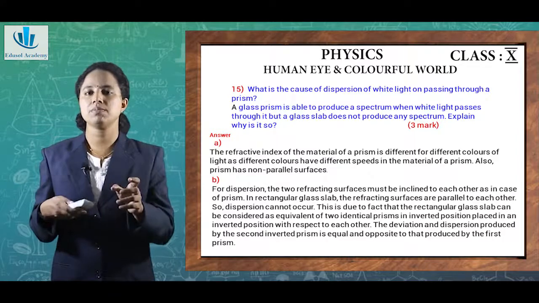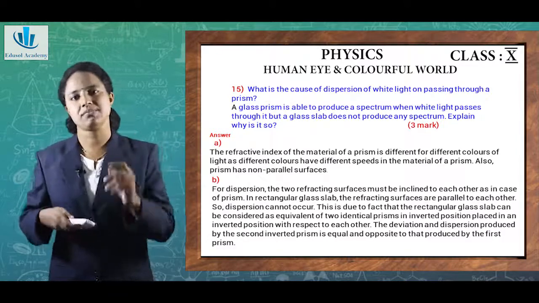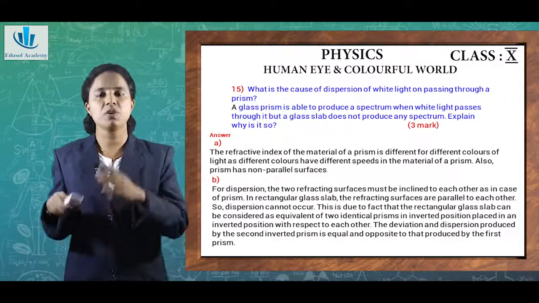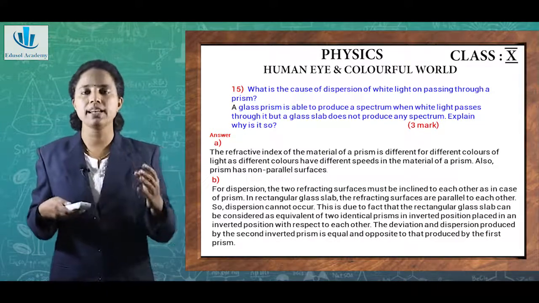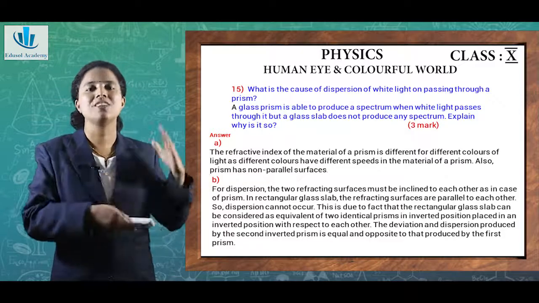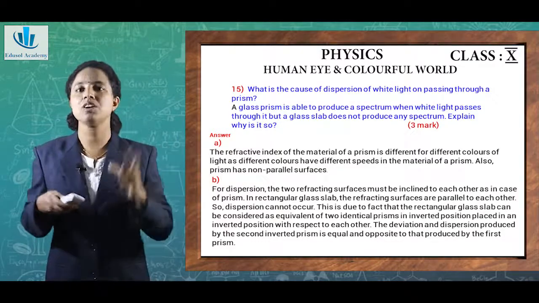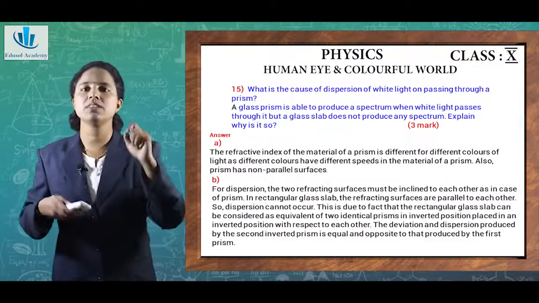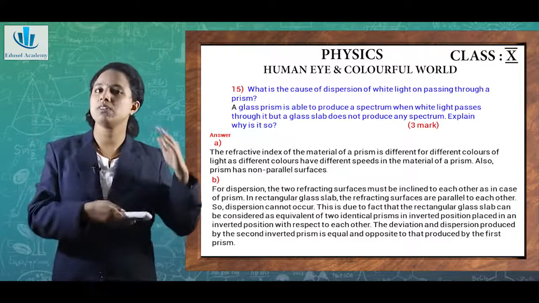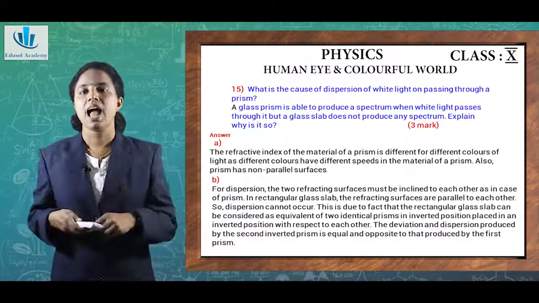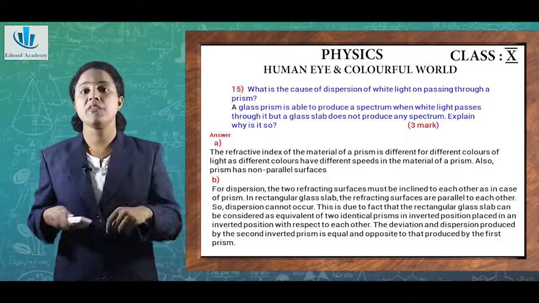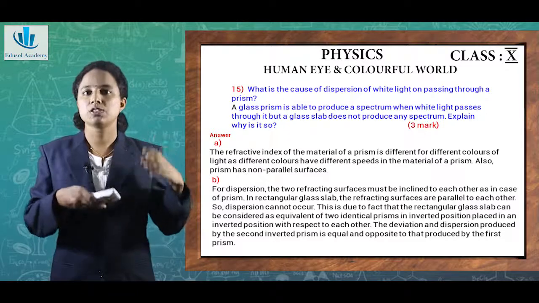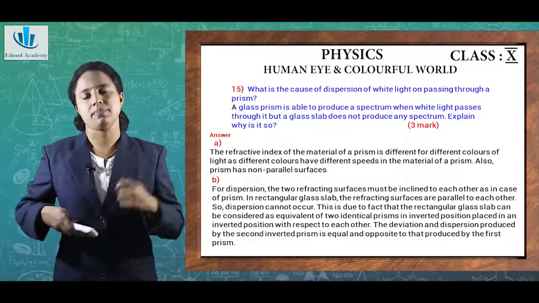We know that a prism has non-parallel surfaces and the refractive index of the material of the prism is different for different colors. When white light passes through a prism, on the other side we get a spectrum of light, VIBGYOR, or a band of 7 colors, isn't it? So the refractive index of the prism material is different for these 7 colors, and these component colors will have different speeds in the prism. That's why there is dispersion of white light when passing through the prism.